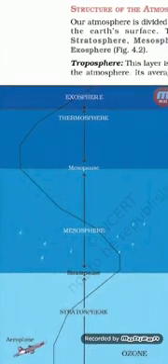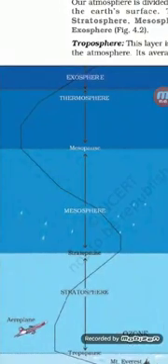The fourth layer of the atmosphere is the thermosphere. The temperature in this thermosphere rises very rapidly. That means this layer is a very hot layer of the atmosphere, having a very high temperature.